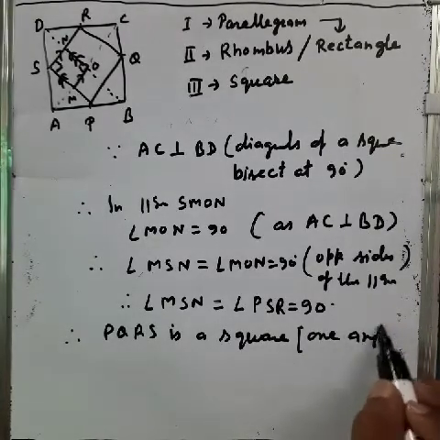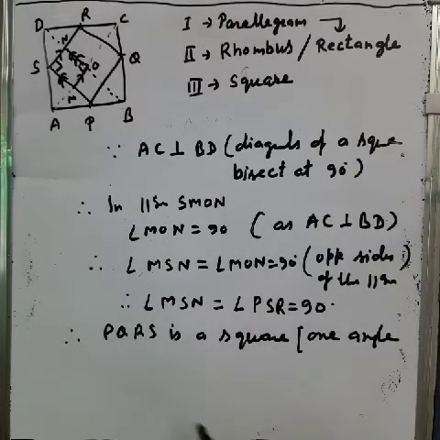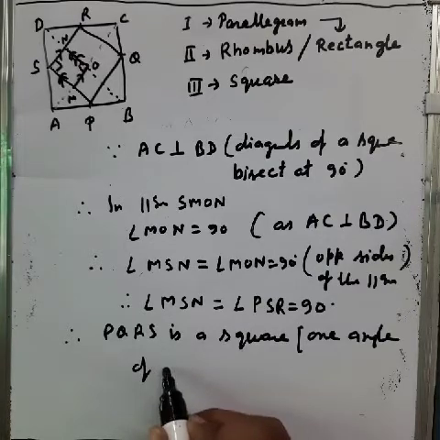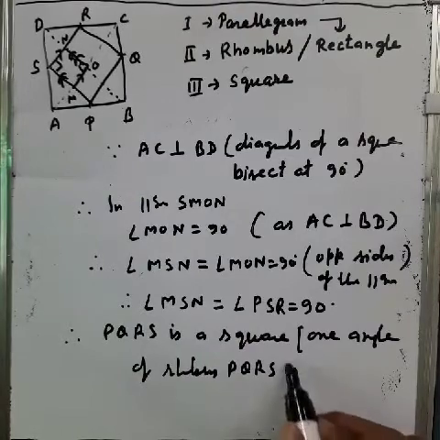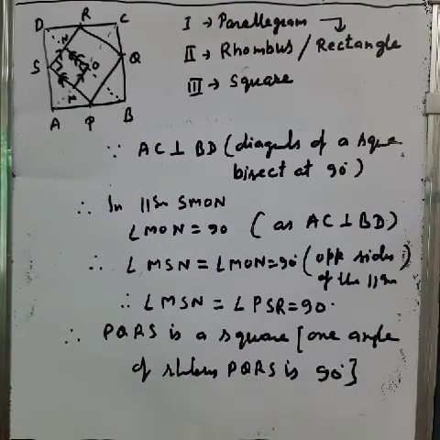One interior angle of rhombus PQRS is 90 degrees. Only one angle of 90 degrees is sufficient to prove it. If you are able to prove one interior angle is 90 degrees in case of a rhombus or rectangle, then all will be 90 degrees by the angle sum property and by the property of the rhombus or parallelogram. So here we are proving a square, so 90 degrees is required.